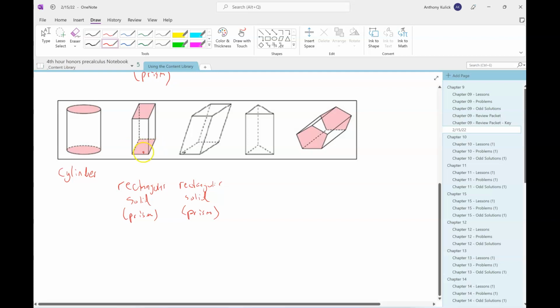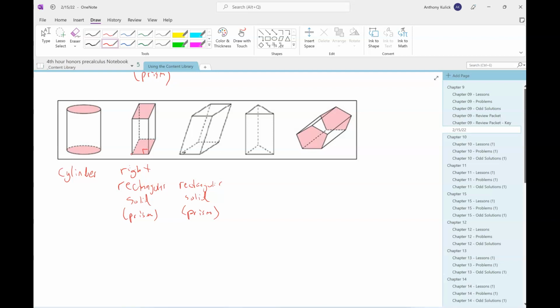We're going to call it a right rectangular solid because the angle that the faces make to the base is a right angle. Like if you're building a building, that's what you'd hope for, right? Nobody wants a building that's falling over. I mean, maybe you would, but I don't know why you would want it.